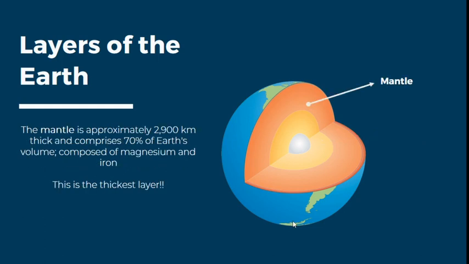And next, we have the mantle. The mantle is approximately 2,900 kilometers thick and comprises 70% of the Earth's volume. Now, it is composed of magnesium and iron, and consider this as the thickest layer.